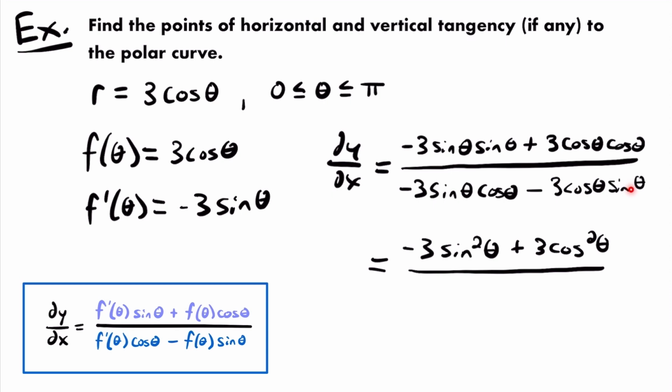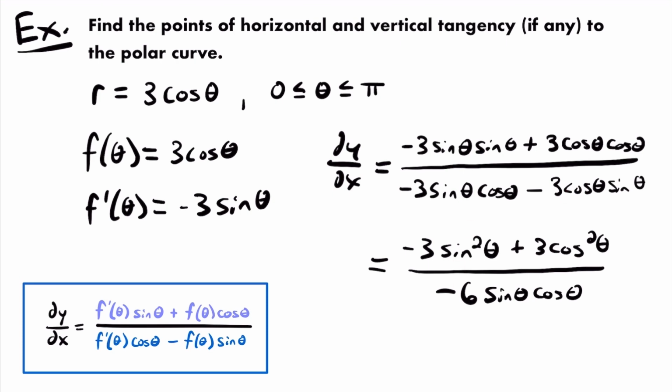We can switch around the order that these parts are being multiplied in. So we could also have 3 times sine theta cosine theta, and so this is the same term as what we have here. So we can combine them and have negative 6 times sine theta cosine theta. These are the same terms, so we just added them together.